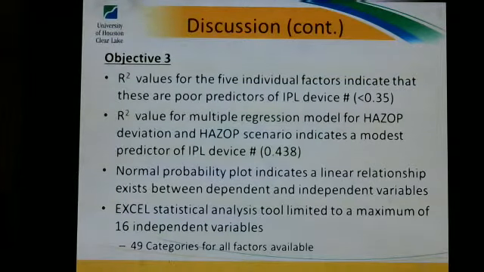One of the drawbacks of using Excel as your analysis tool is that we're limited to a maximum of 16 independent variables. Since we're using a statistical method that involves setting up each category as a separate independent variable using the dummy variable technique, we had over 49 categories that were available as factors to be used in our regression models. But we're only limited to using a maximum of 16 in our regression models.